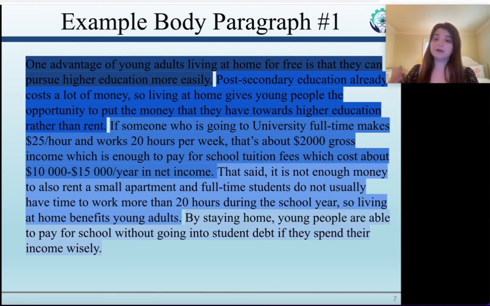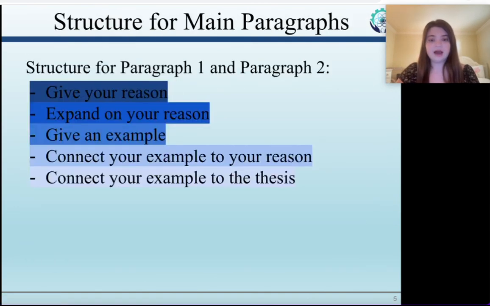Awesome. So there we go. But long story short, I went on a bit of a tangent about some vocabulary words I used there. This is me giving an example as to how someone who is pursuing post-secondary education can put their money towards their school tuition, and since they're not paying rent, it's easier for them to do that, right? So I'm giving an example of why it's easier for a young adult living at home to go pursue higher education. Then we need to connect the example to our reason, right?